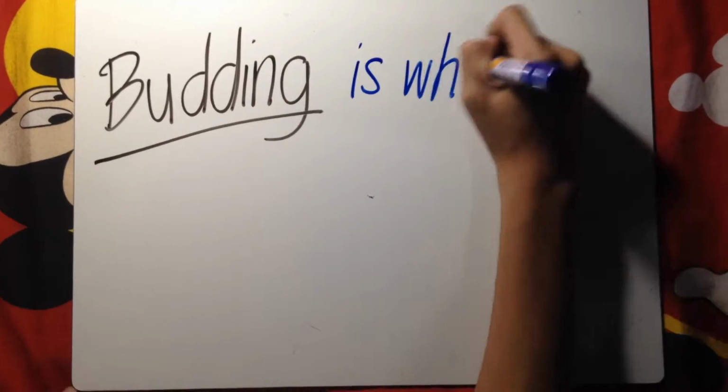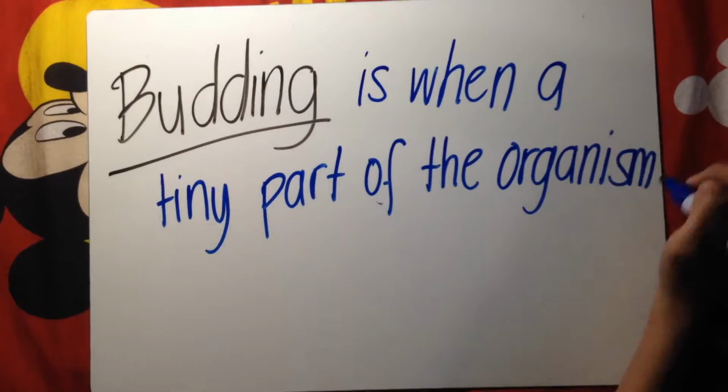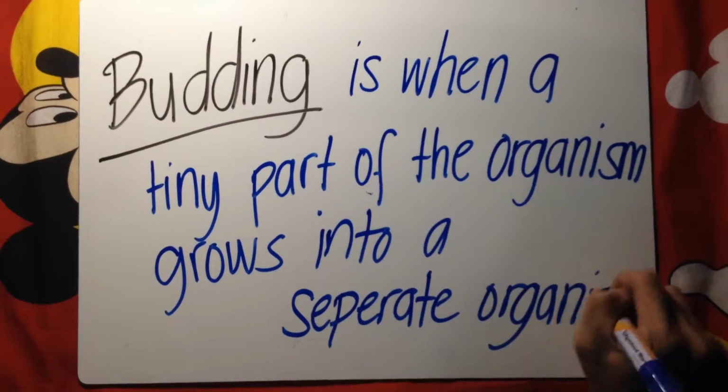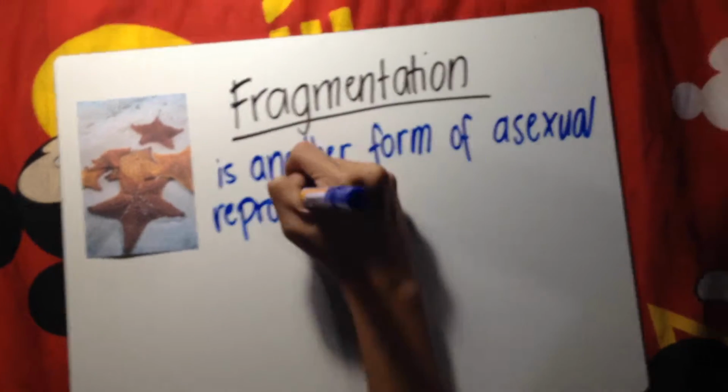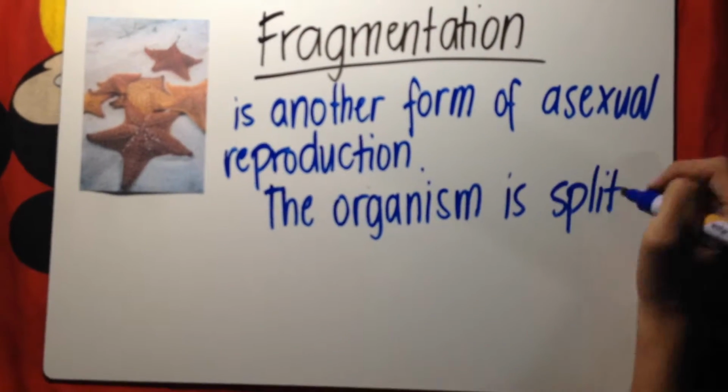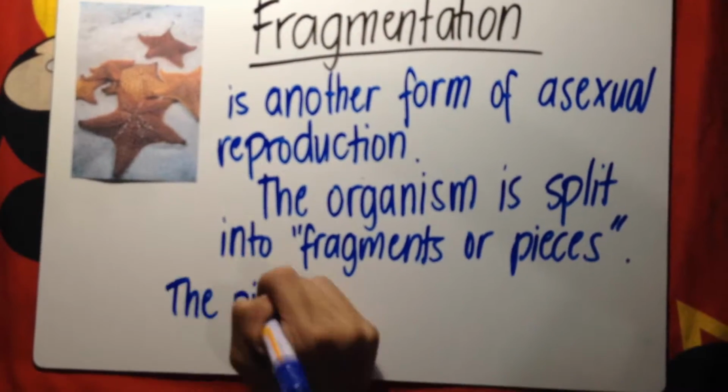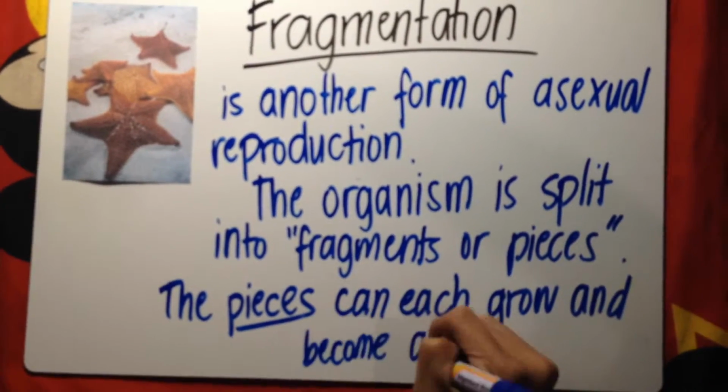Budding is when a tiny part of the original organism grows into a separate organism. Fragmentation is another form of asexual reproduction. The organism is split into fragments or pieces. The pieces can each grow and become a separate organism.